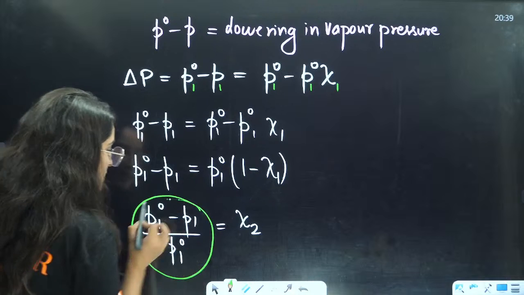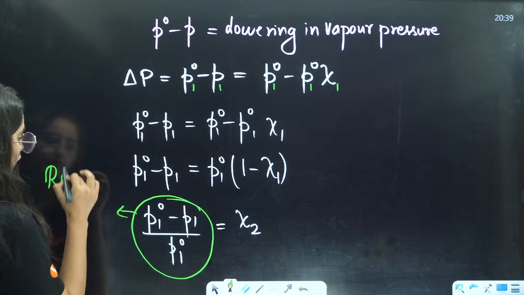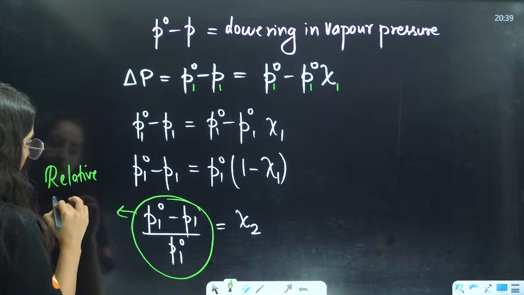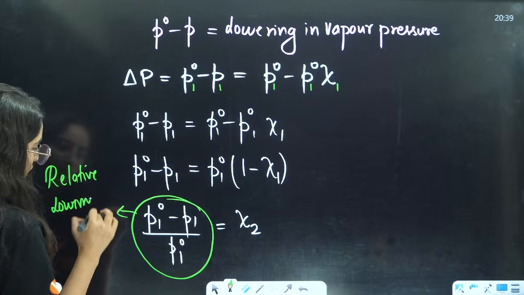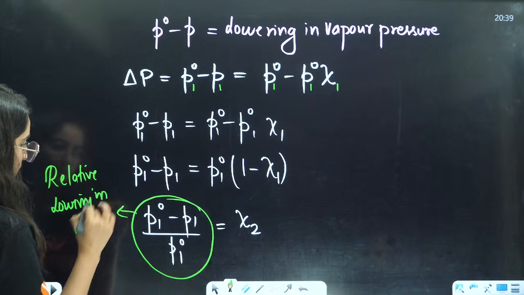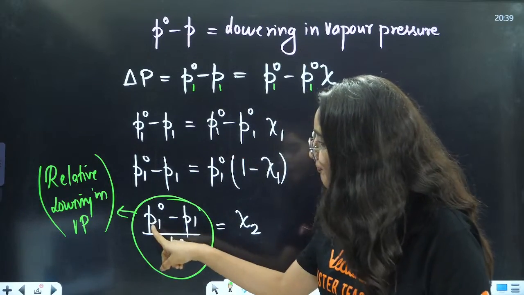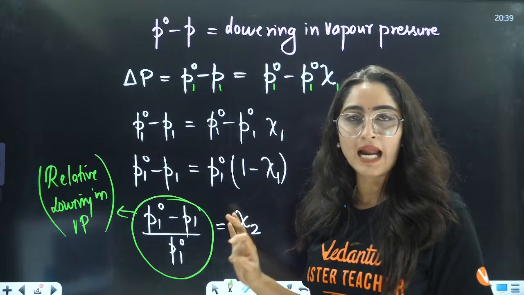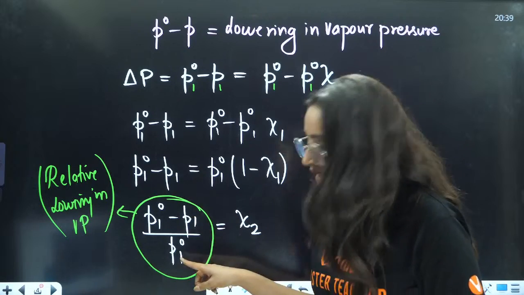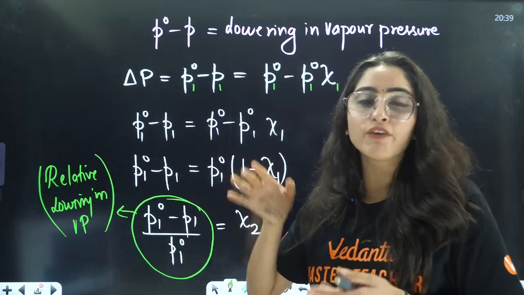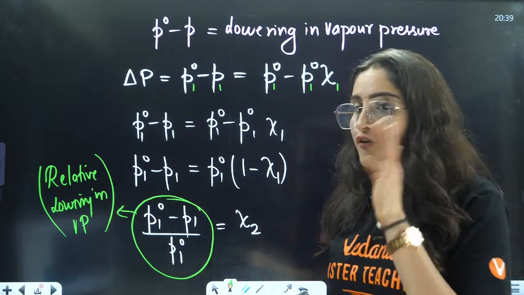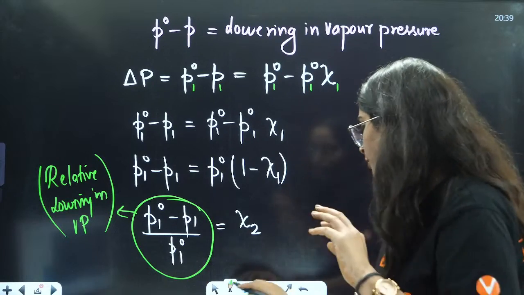this term is called the relative lowering in vapor pressure. Relative lowering in vapor pressure. So basically that means here you have P naught minus P, that is lowering. When you are comparing it with something, that is your relative lowering, right? So for 2-3 questions they can ask you from here.